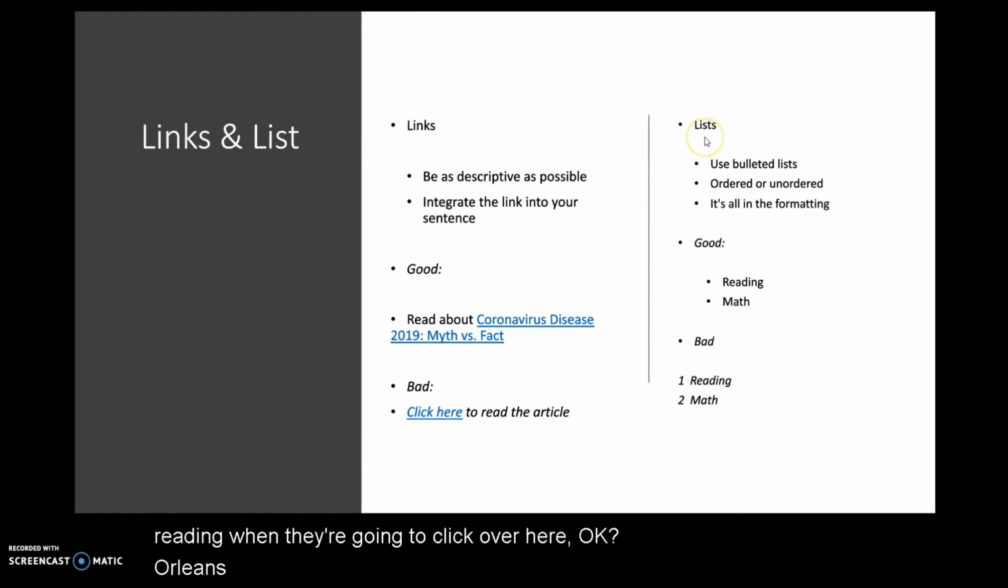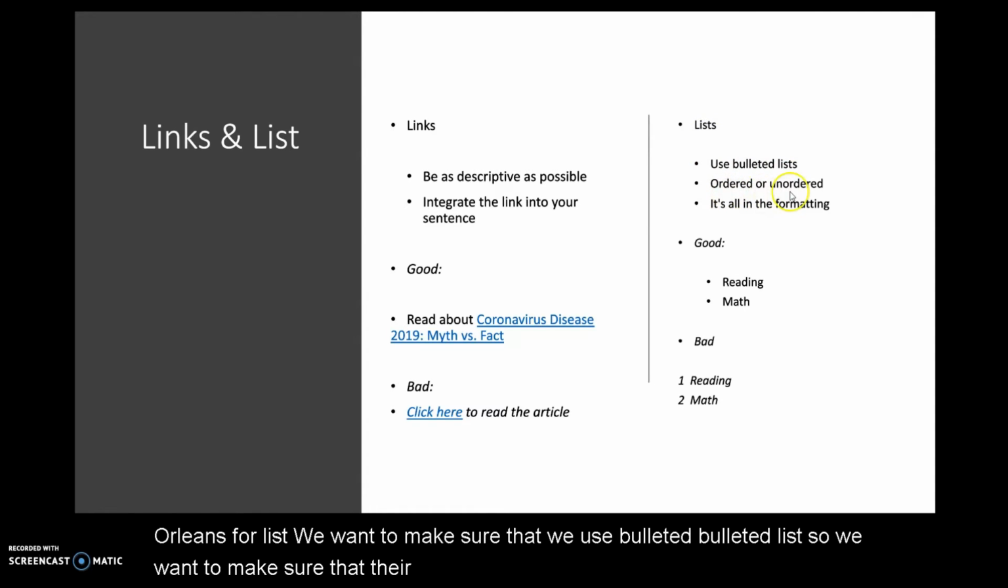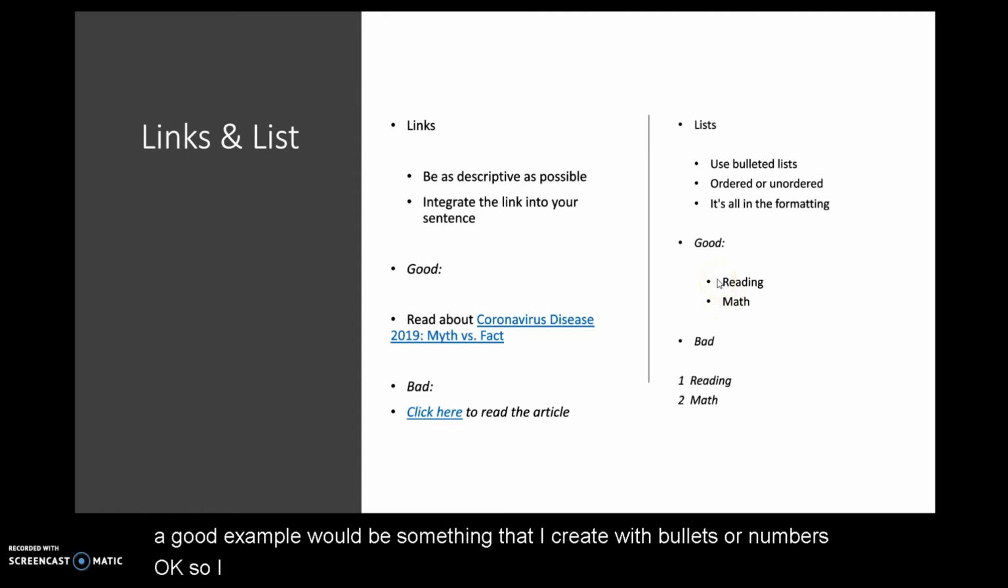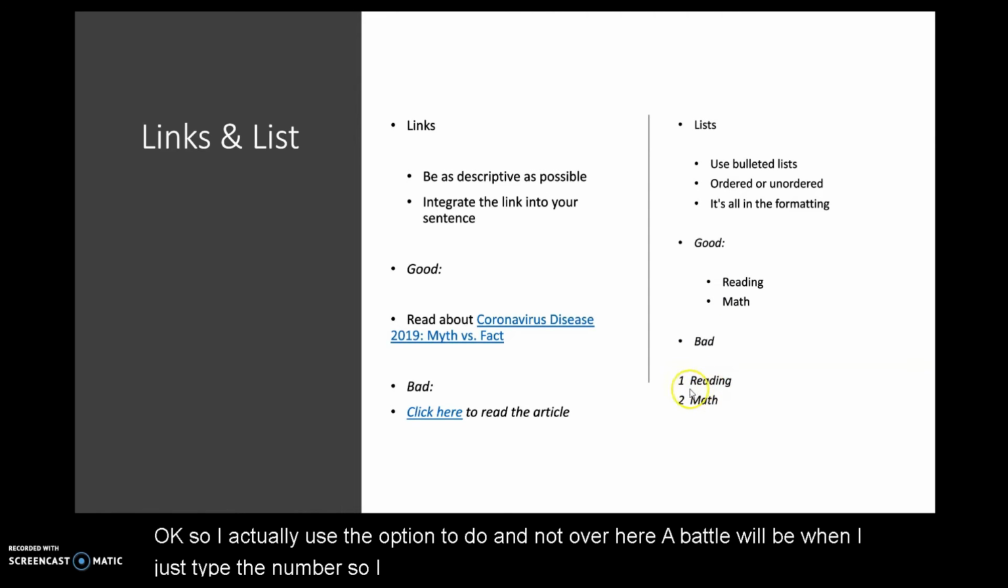For lists, we want to make sure that we use bullet lists, okay? We want to make sure that they're ordered or unordered, and it's all in the formatting. So a good example will be something that I create with bullets or numbers, okay? So I actually use the option to do bullets over here. A bad one will be when I just type the numbers. So I just did 1 reading, 2 math, and I want to show you this inside of Canvas.